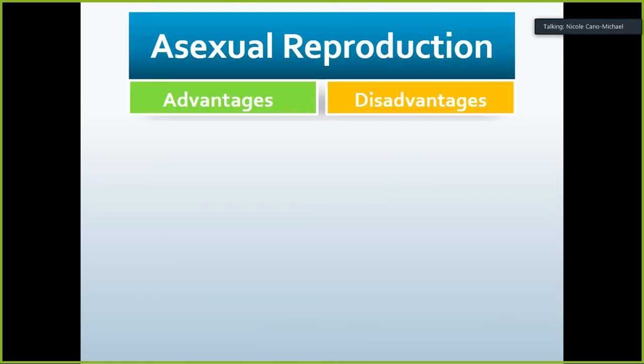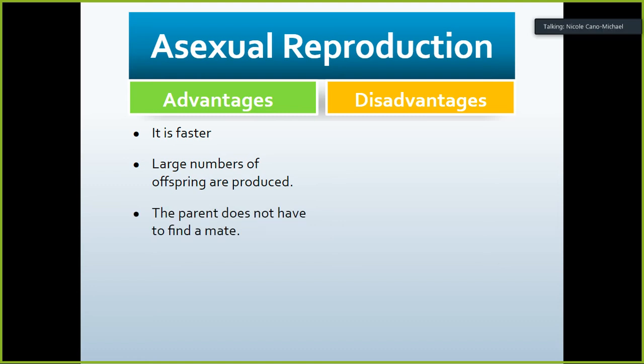So asexual reproduction definitely has some advantages. Number one, it's faster, and you can produce a large number of offspring. Most food poisoning bacteria can go from about one bacteria in the system to about 50,000 bacteria in your system in just a few hours, which is why you can eat, and then a few hours later you feel sick as a dog. Food poisoning, not fun.